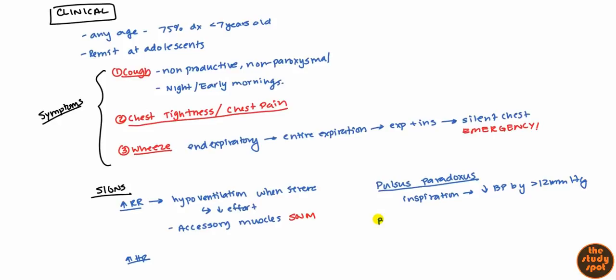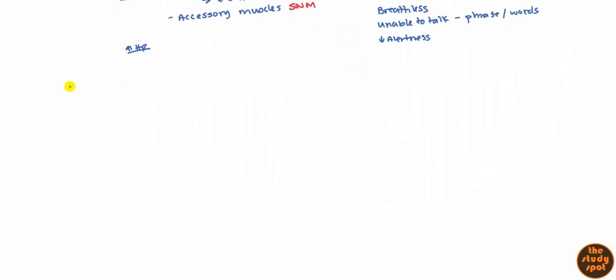Other symptoms and signs that they may have is they become incredibly breathless. They're unable to speak, and when they do speak, it tends to be in phrases or words. And also they start becoming less alert, so they start becoming kind of drowsy and tired. So that's another symptom you want to look out for.